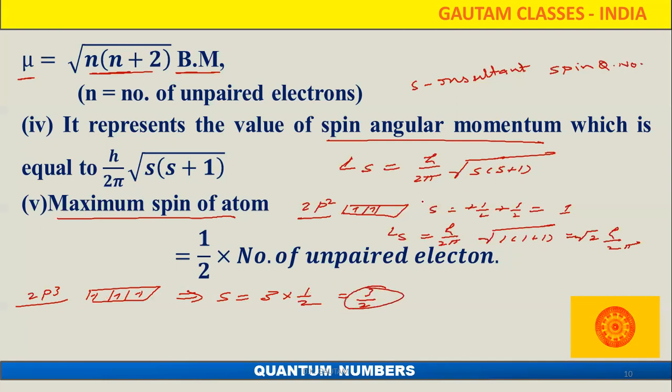If they ask for the spin angular momentum here, you can directly use the formula L is equal to h upon 2 pi root of s into s plus 1, with s as 3 by 2, so 3 by 2 into 3 by 2 plus 1. Calculate it and get the answer. So all of you should have got the idea how to identify such types of questions and get the answer.